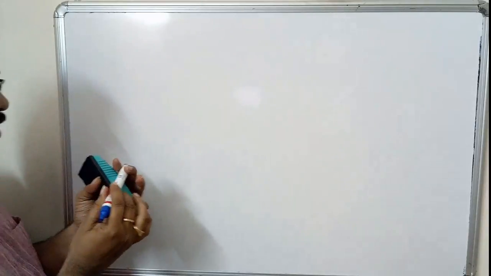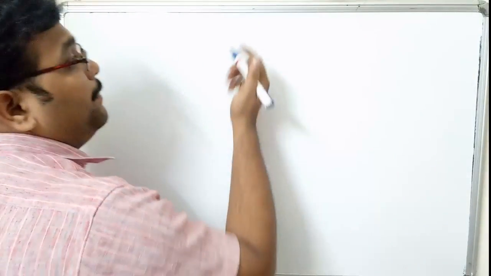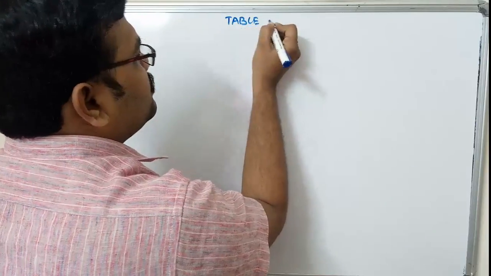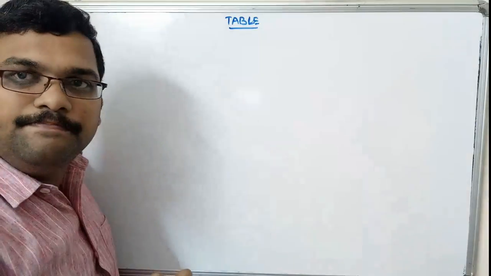So in today's session, let's have a look at the table tag. In order to create a table using HTML, we have the table tag. Inside the table, we have to write the code so that a table with the required number of rows and columns will be generated on the screen. That means the tags which are used to insert a table, right?